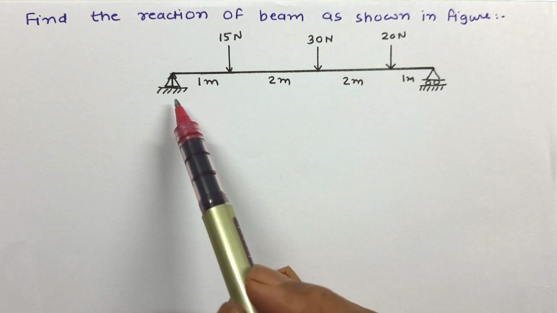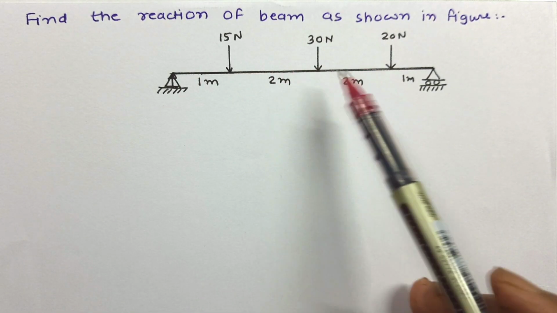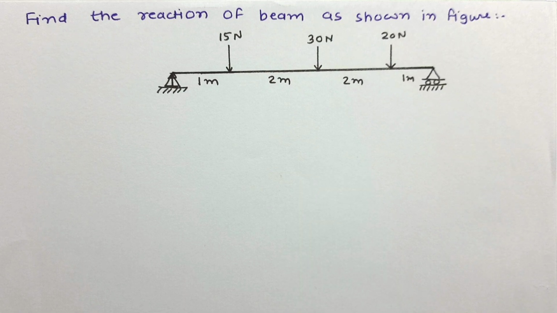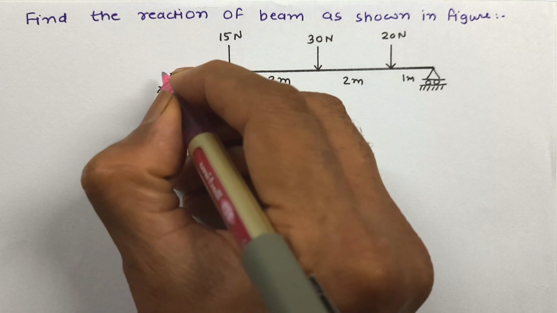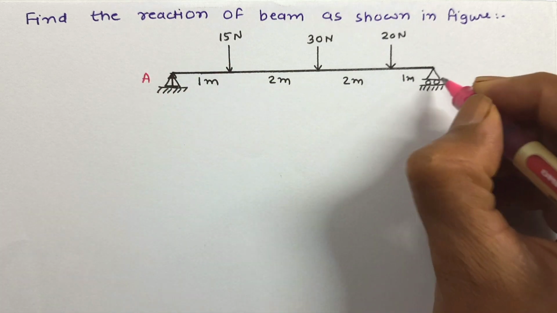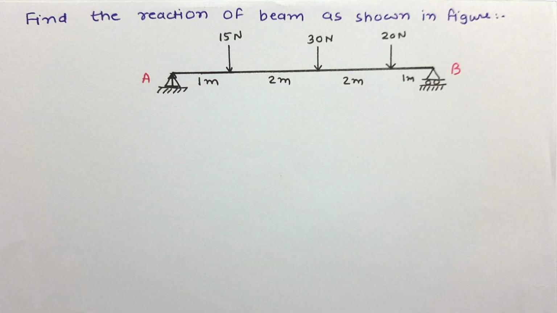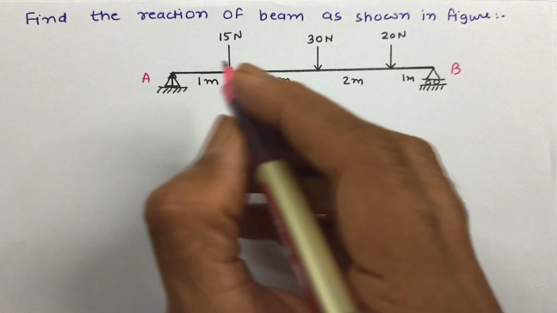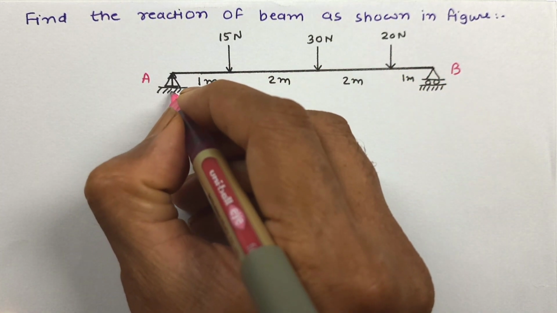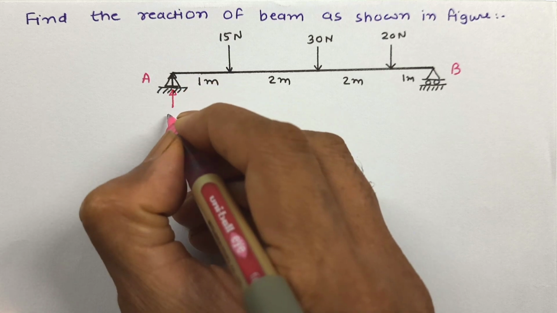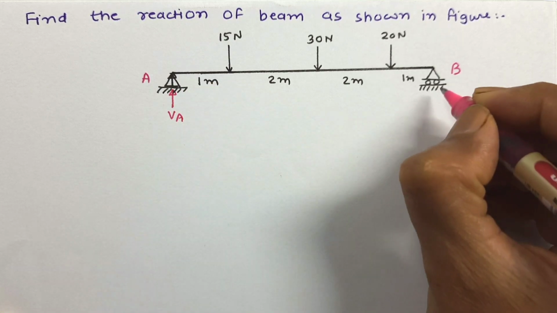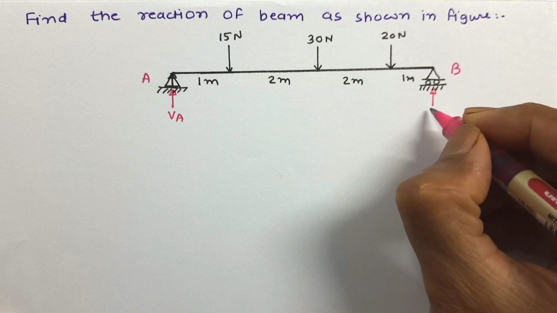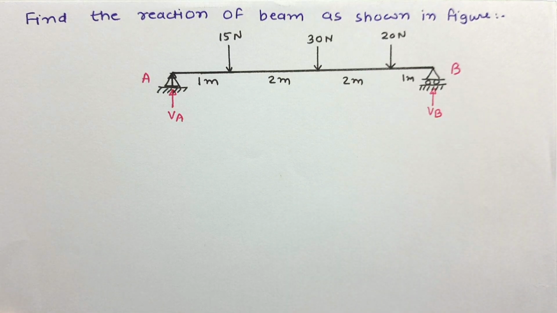So this is the example given to us. In the figure we have a beam and we want to work out the reactions of this beam. First of all we will name the supports. This is support A and this is support B. Now here there is no horizontal force, so there will be only vertical reactions. Here it will be VA and here it will be VB. So we want to work out these two reactions VA and VB in this beam.